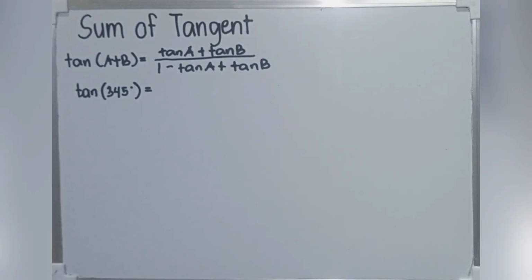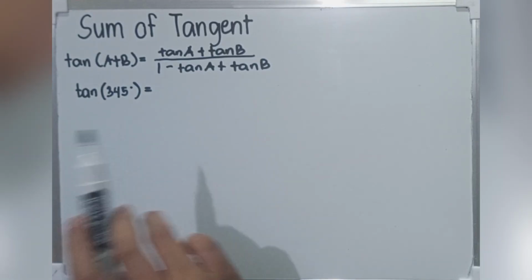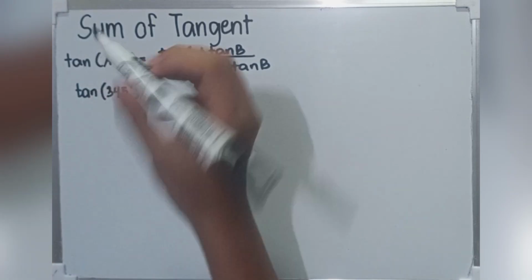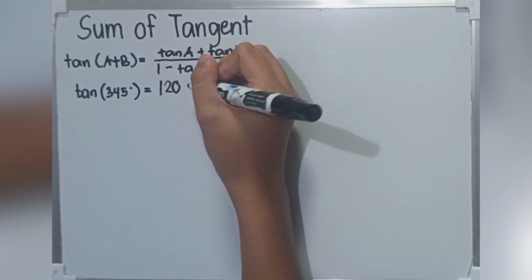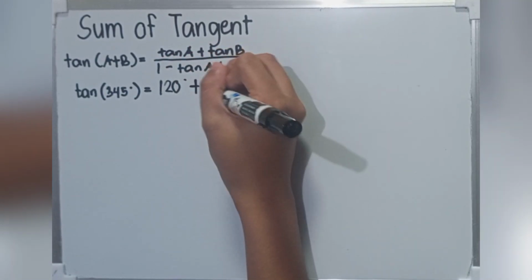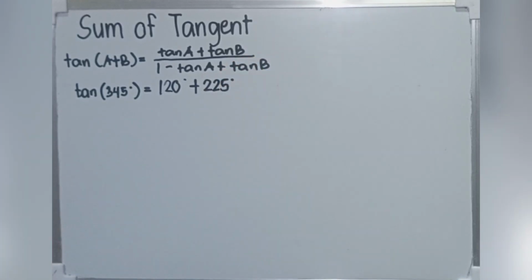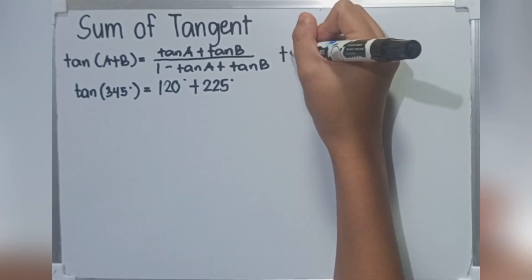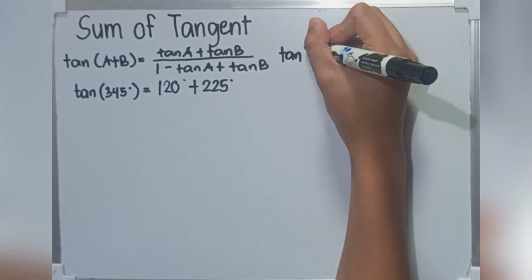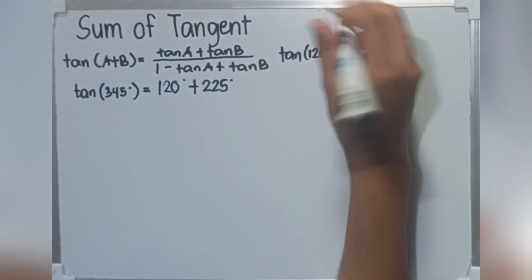For the sum of tangent, the formula was tan A plus B equals tan A plus tan B over 1 minus tan A times tan B. So our given here is tan 345 degrees. So step 1 is to identify the two angles that would add up to 345. So I identify 120 degrees plus 225 degrees. So our tan A plus B is tan 120 plus 225.